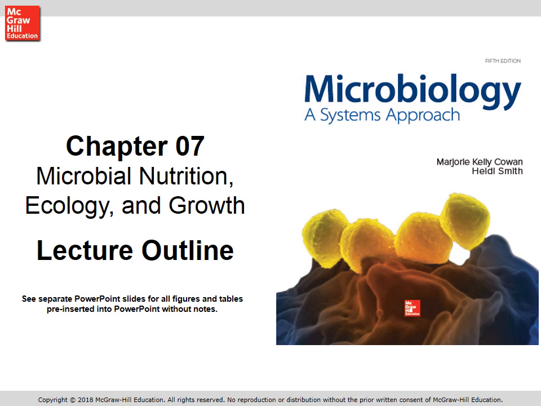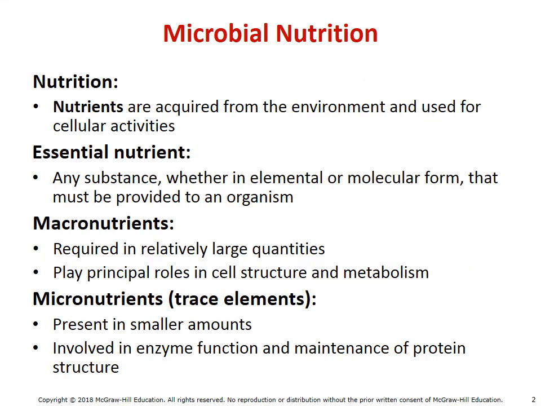This is going to be chapter 7 over nutrition, ecology, and growth of microbes. Microbial nutrition is going to be an important thing we need to discuss, but before we go too far, let's point out what nutrition is. Nutrients are going to be things that are basically acquired from the environment. Essential nutrients are things that we can't typically make ourselves and must take from the environment.